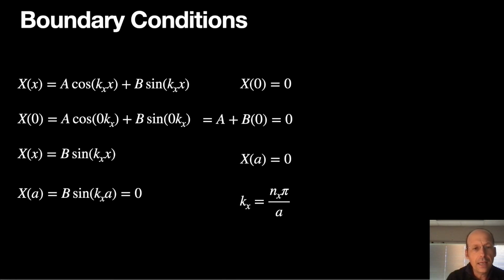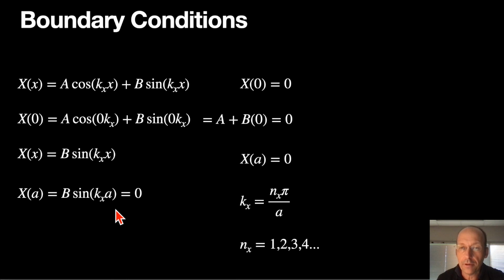Remember that if I let this variable k be such that the interior of this is a multiple of 2 pi or pi, then I get 0, right? So if kx is nx pi over a, where nx is 1, 2, 3, 4, then this is going to be 0.